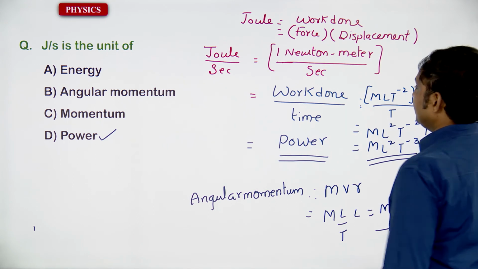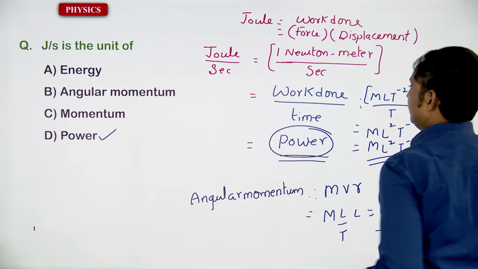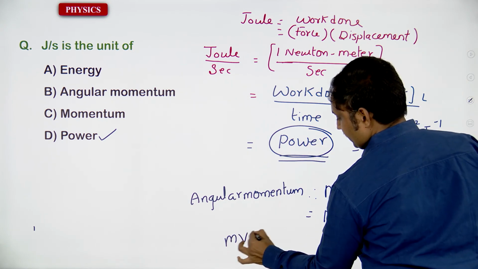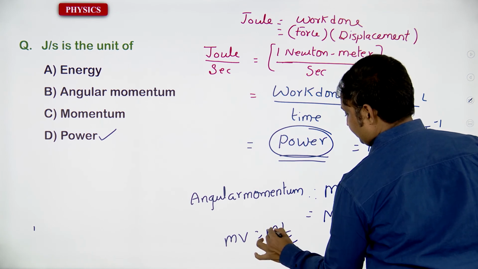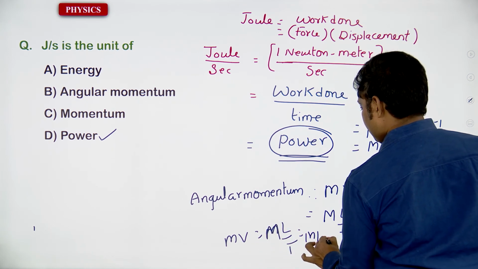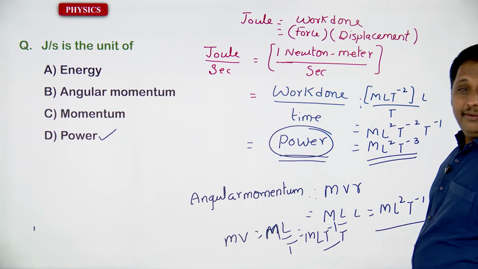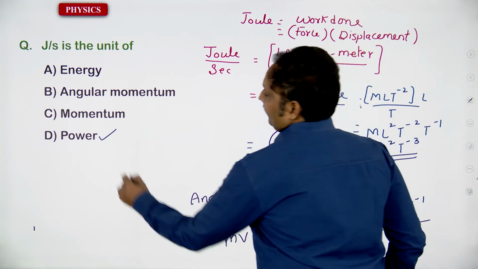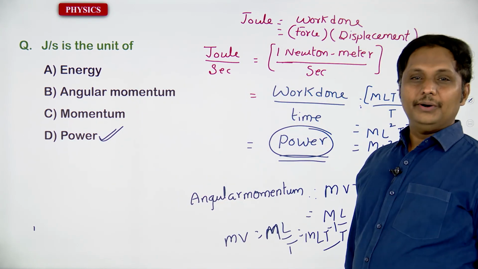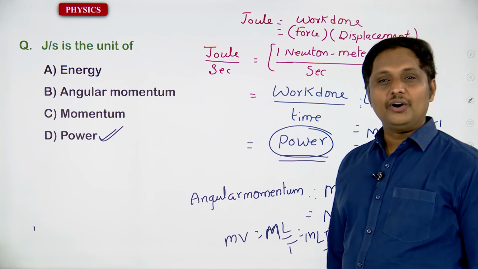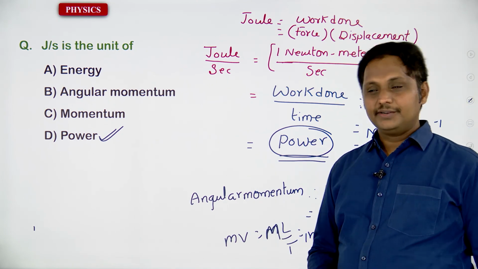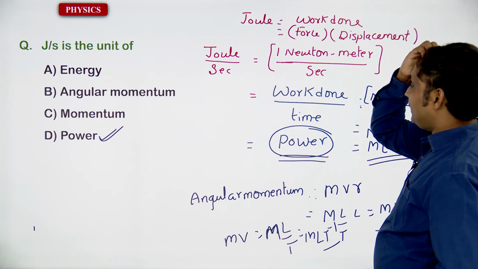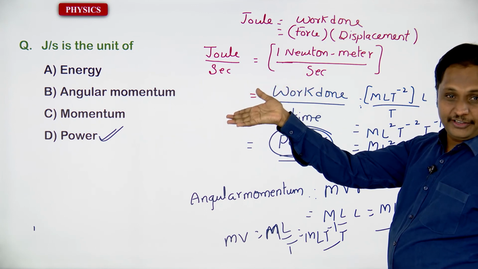Now if you are going to get that power, it's very clear. With that, you will go for that. If you are going to get momentum, it's going to be m into L by T, so that is MLT⁻¹. So dimensionally we have verified that it is suitable for power. So joule per second is the unit of power. Why is it the unit of power? It represents that dimensionally it is going to represent power.